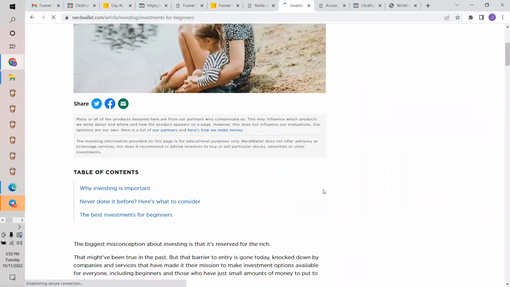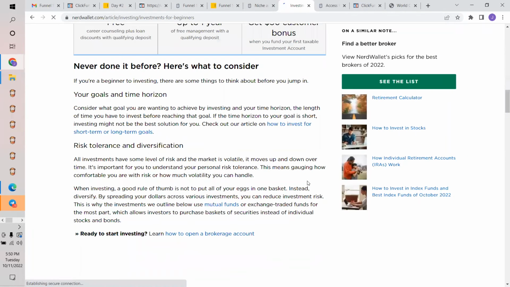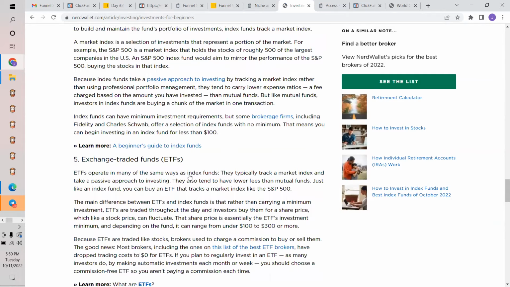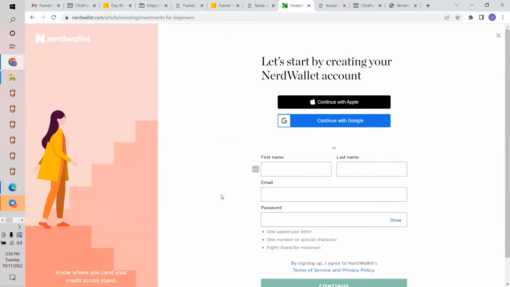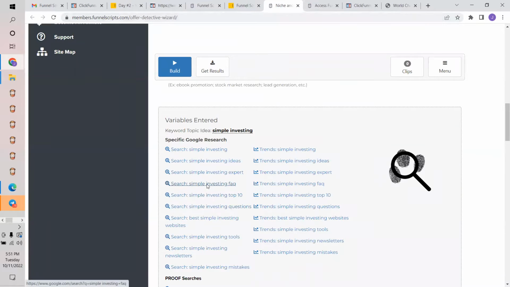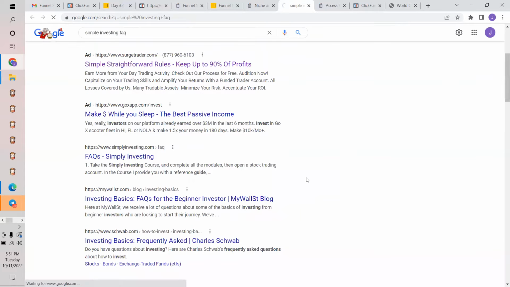Investing for beginners. Table of contents. There's a share. Ooh, there's a share button. Even a YouTube video. Okay. They even have a sign up button down below. Although I'm not looking to get an account created necessarily, at least not right now. Simple investing FAQ. There we go.